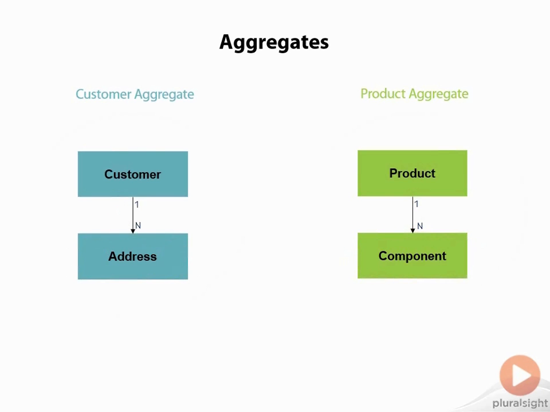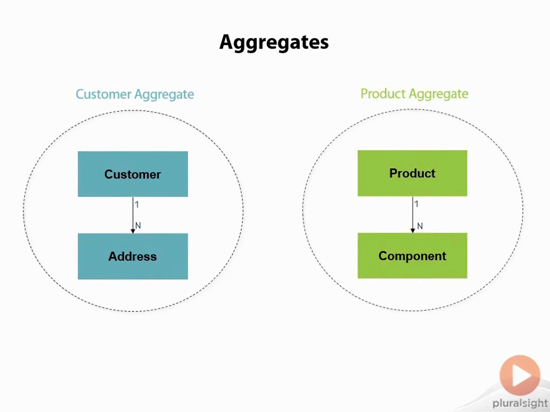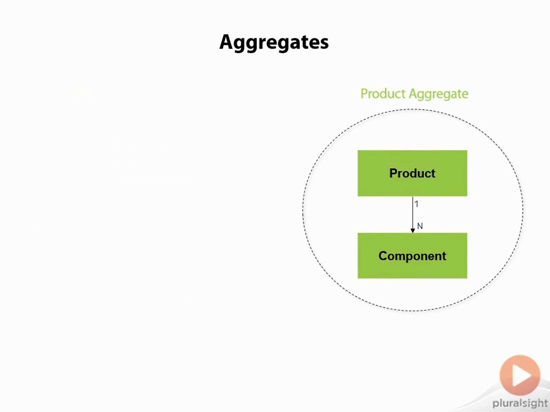We can treat a set of changes to a customer and their address as a single transaction. Every aggregate must have an aggregate root, which is the parent object of all members of the aggregate. And it's possible to have an aggregate that consists of just one object, in which case that object would still be the aggregate root.